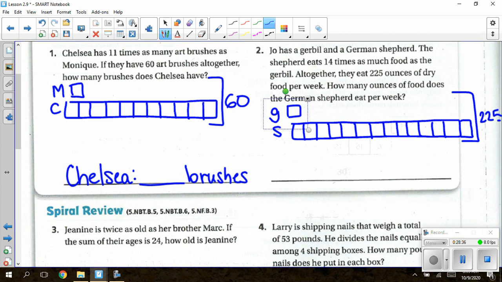So now you need to set up your division problem. Take your total amount of ounces divided by the number of boxes, which is 15 boxes. And then to find the amount of food that the German Shepherd eats, remember you need to multiply the quotient times 14, and that will give you your number of ounces that the German Shepherd will eat.